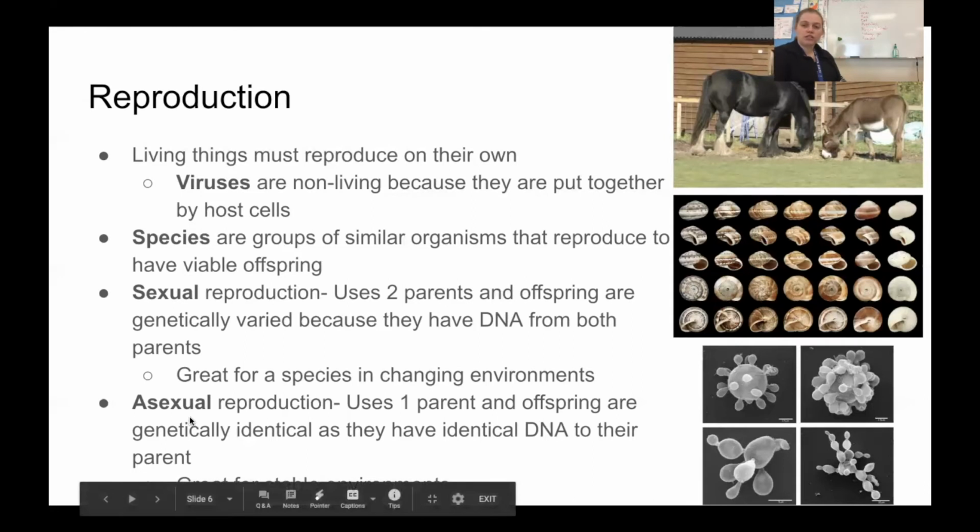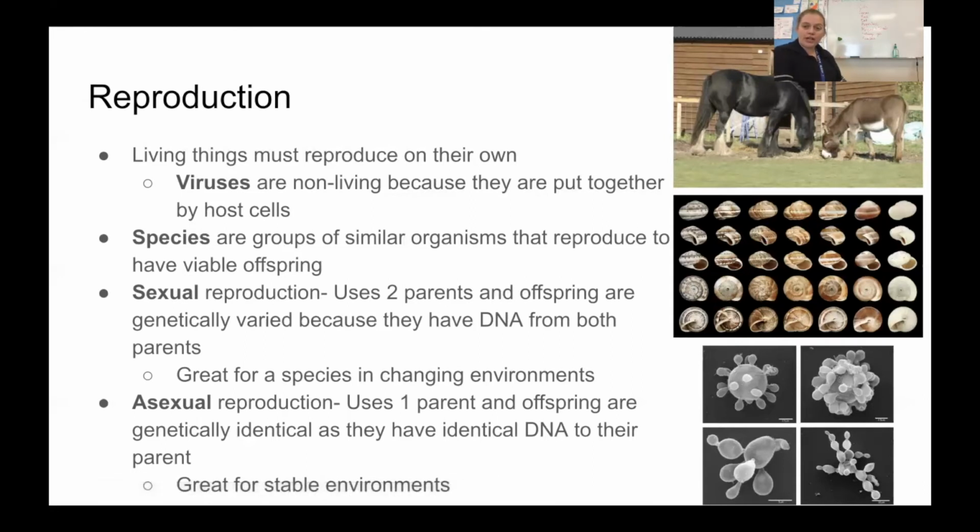Asexual reproduction is the opposite. It's going to use one parent. And since you only have one parent donating DNA to the next generation, the offspring are genetically identical. They're going to have the exact same DNA as their parent and all the offspring that parent generates. So this is great for a stable environment that never changes because you have something that works. There's no reason to change it.